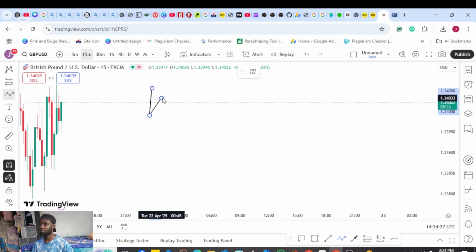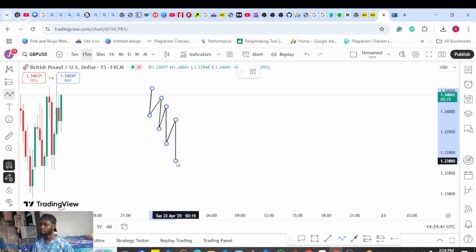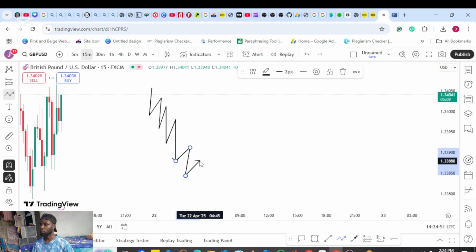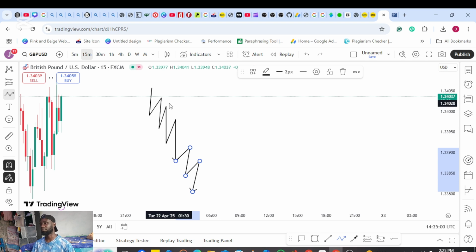It pulls back, breaks the previous lower low, pulls back and breaks the lower low, pulls back a bit, breaks the lower low, pulls back a bit, and creates a lower low. This is how a downtrend is formed.